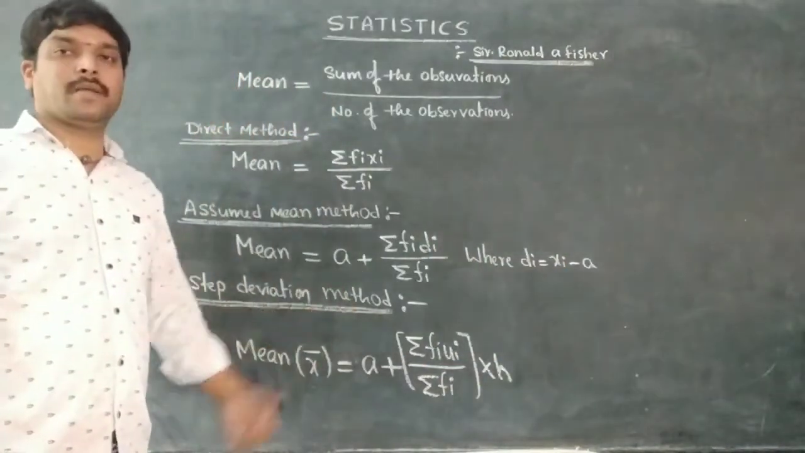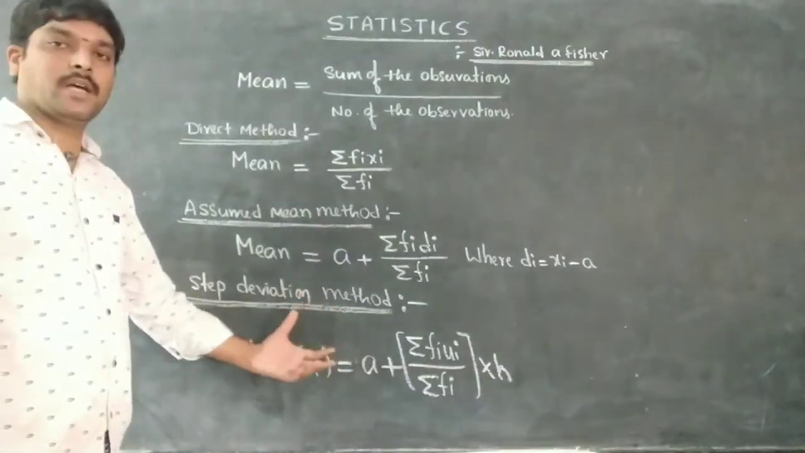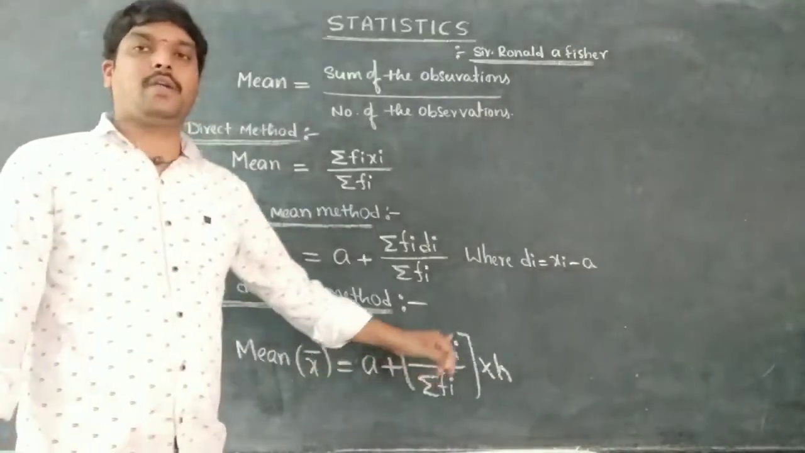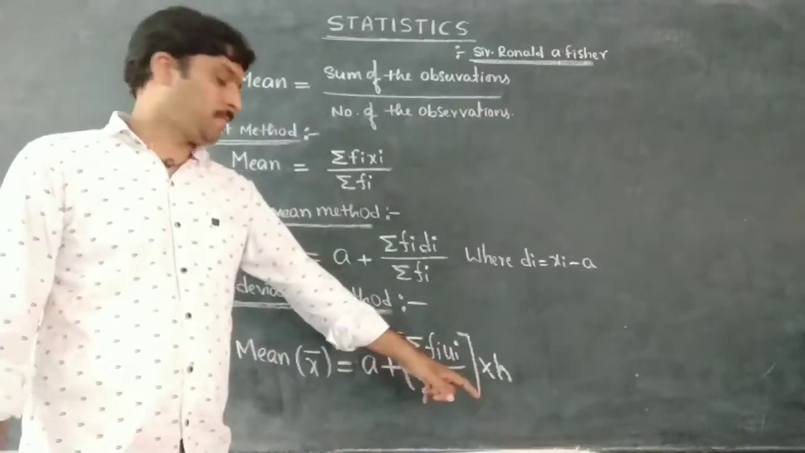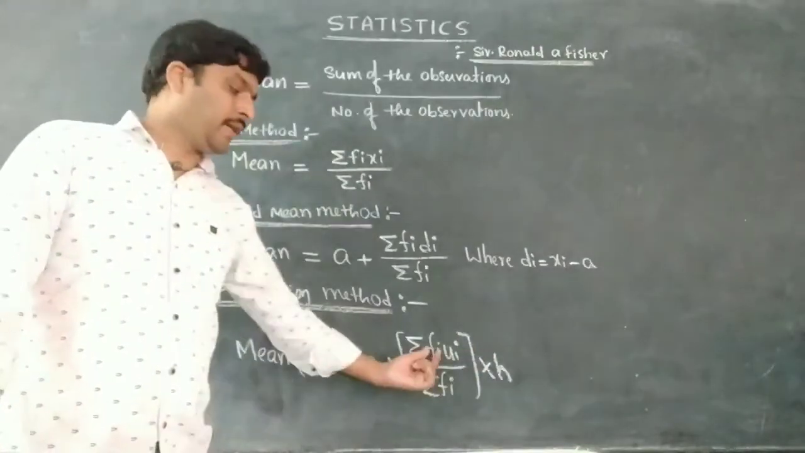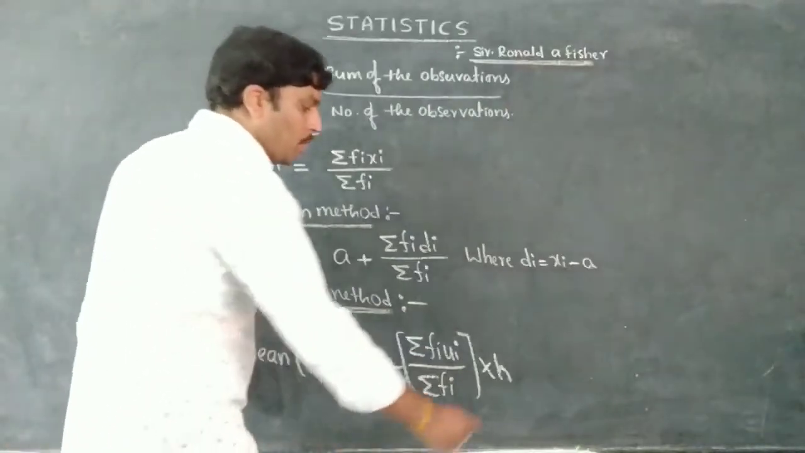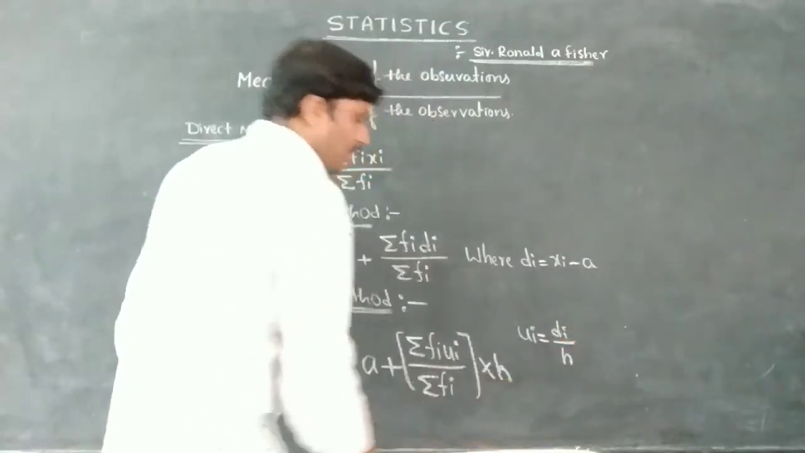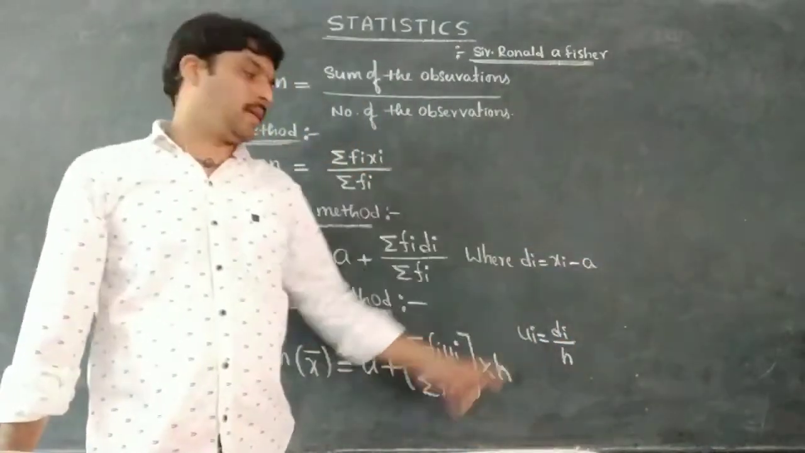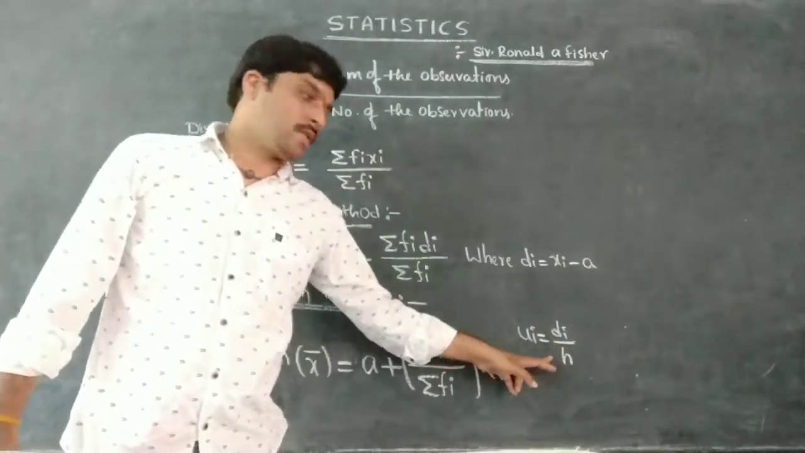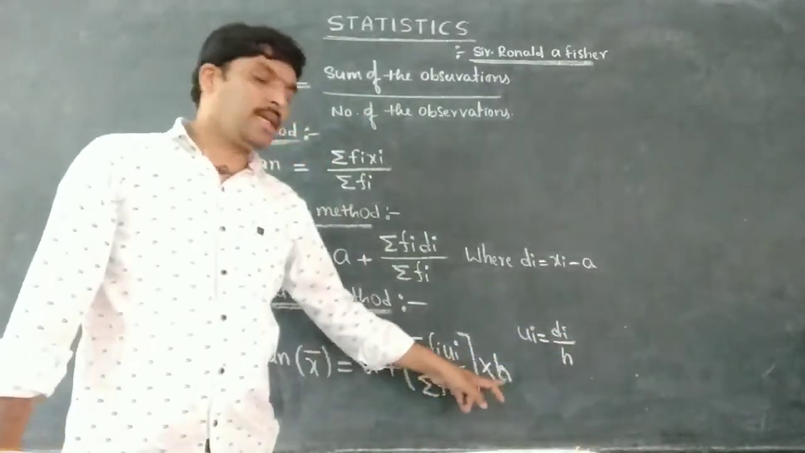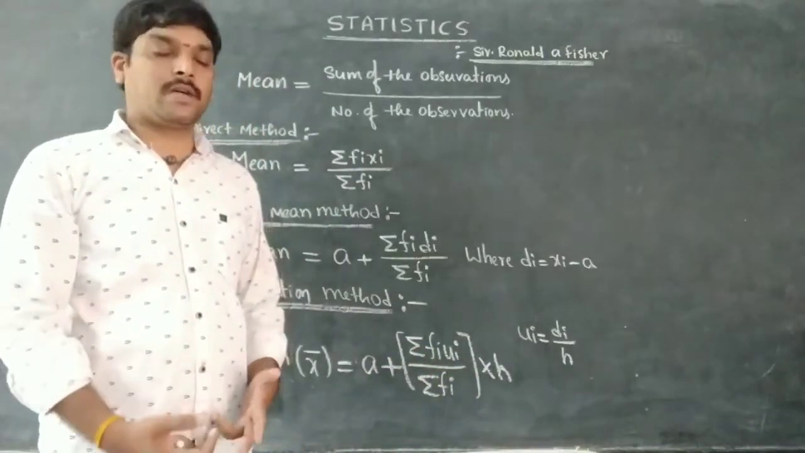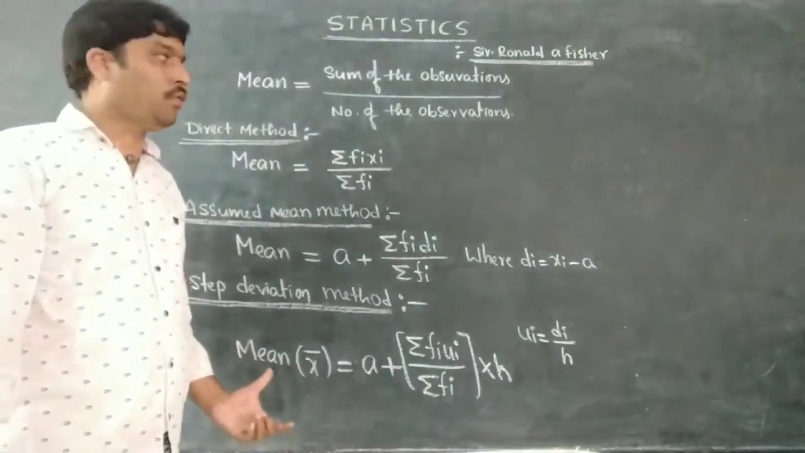Next, step deviation method, the third method. Mean x bar is equal to a plus sigma fi ui by sigma fi, into h. Here a means assumed mean, fi is frequency. What about ui? Ui is equal to di by h. Di we already know is xi minus a, so ui is equal to xi minus a by h. What is h? H means the size or length of the class interval. So this is the step deviation method to find mean.